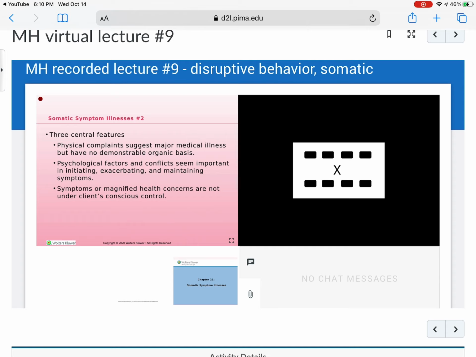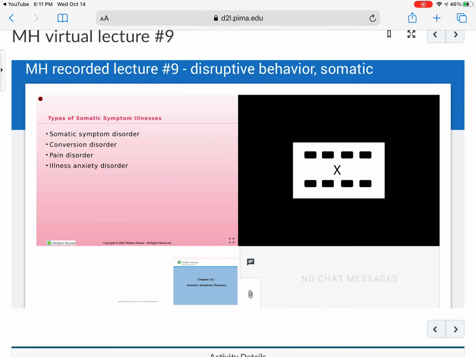Oftentimes the body symptoms are going to be vague. So the patient will tell you, I've got a headache, my stomach hurts, my back hurts, but there really isn't anything medically significant that's driving those complaints. So the three central features: the complaints suggest major medical illness but have absolutely no demonstrable organic basis. Psychological factors and conflicts seem important in the initiation, exacerbation, and maintenance of the symptoms. The symptoms or magnified health concerns are not under the client's conscious control.